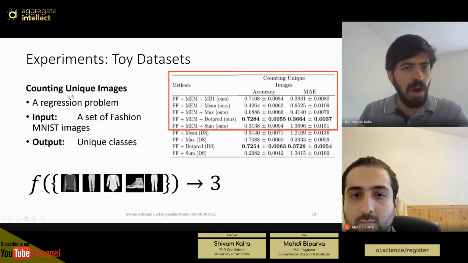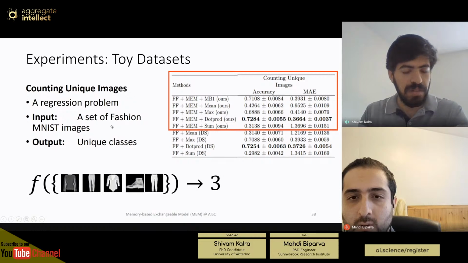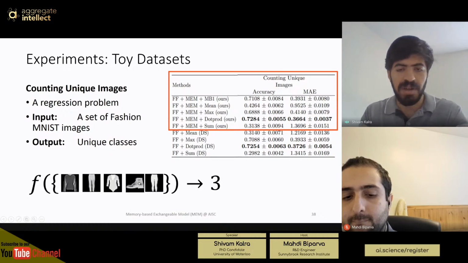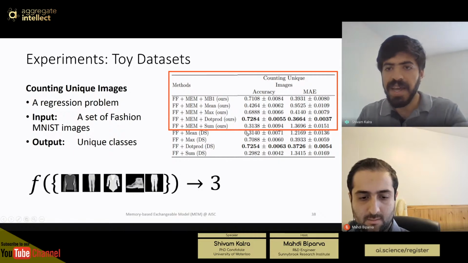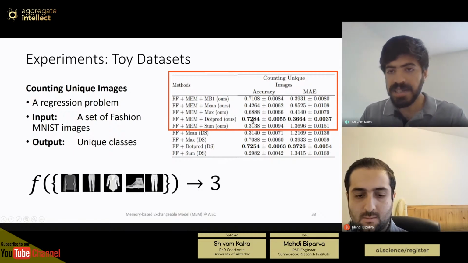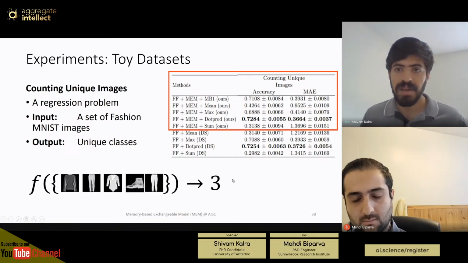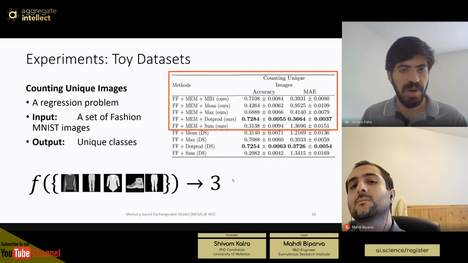Then we also did experiment with counting unique images. We took images from the fashion MNIST in this case, and we have this set, and what the output should be is the unique classes that exist in this set. For example, I think there is 3 classes here. So one shirt, and then one pant and one boot. So yeah, this is what we did. And again, the results are very similar for DeepSet and our paper. It could again be that the attention may not be exploited well in this particular example.